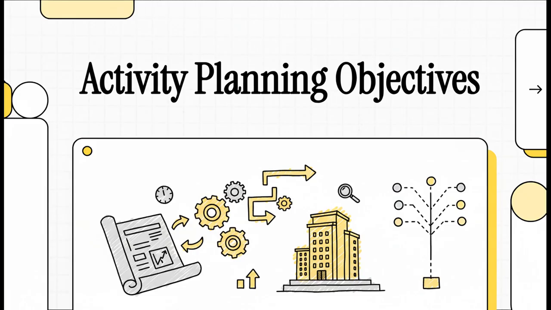Let's say we're building a new community garden. We're going to use that example to break down the real objectives of planning and see why it's probably the most important first step you can take.